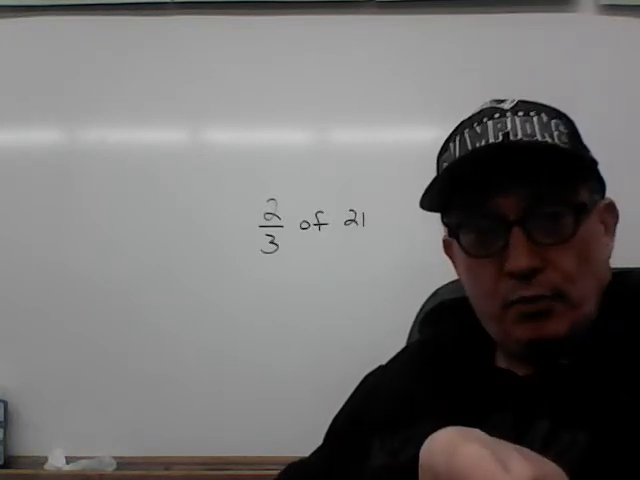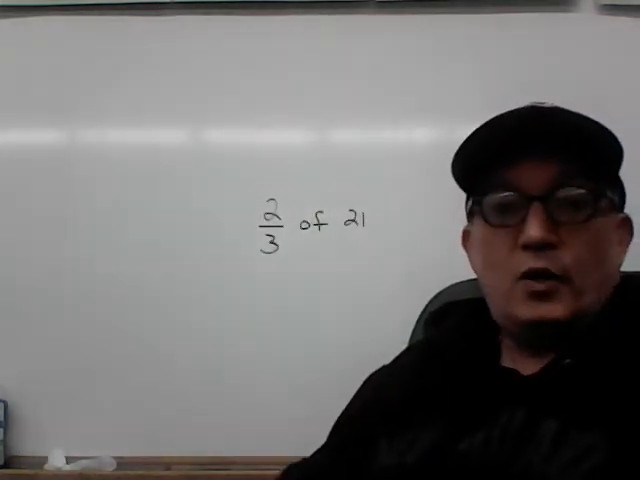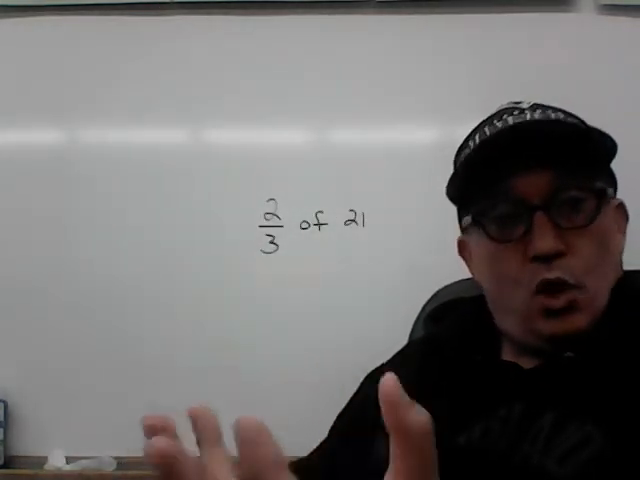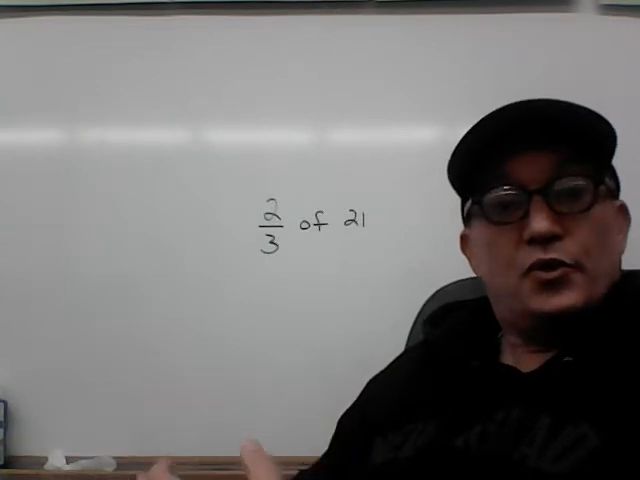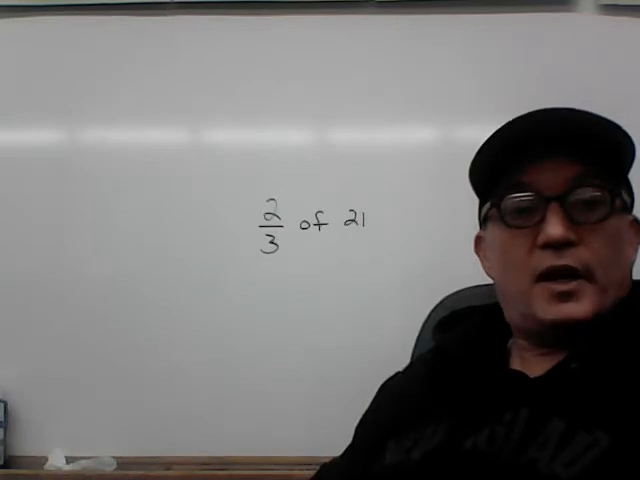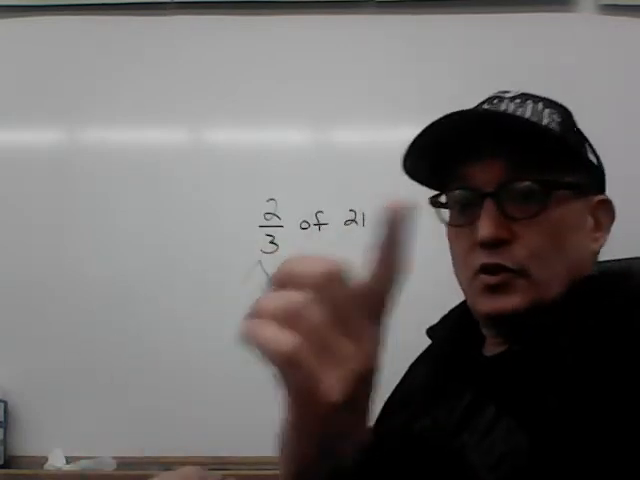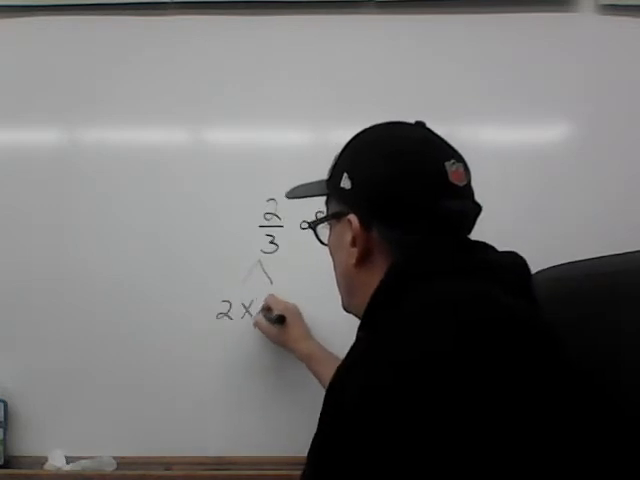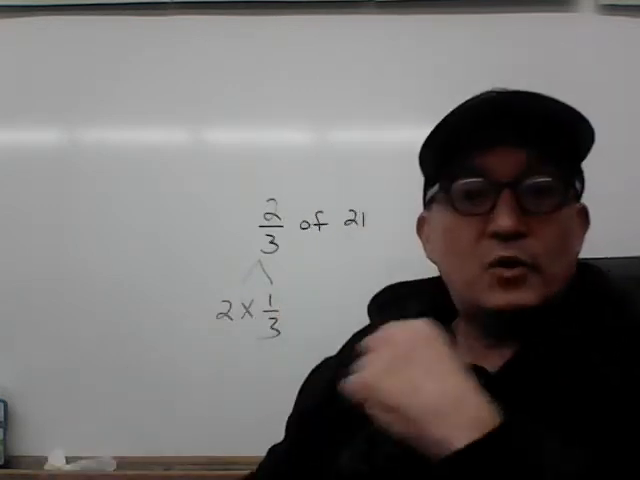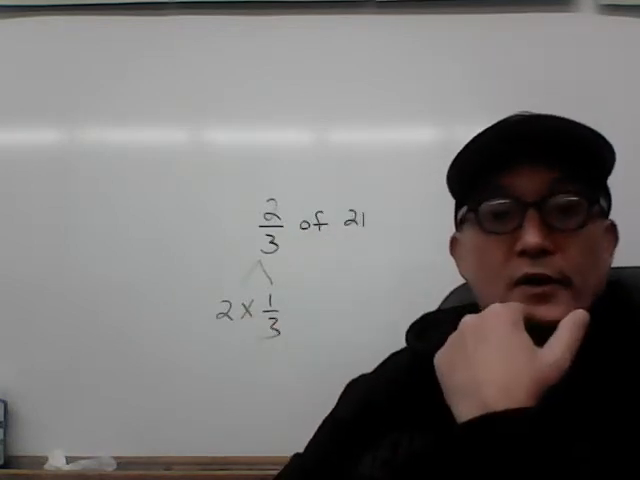If you need a little help, how about if I suggest this? What's 1/3 of 21? And if you know what 1/3 of 21 is, 2/3 of 21 is twice as big. So just multiply that result by 2. Let's look at it this way. Think of the 2/3 as 2 times 1/3. That's what 2/3 is. It's twice as big as 1/3.